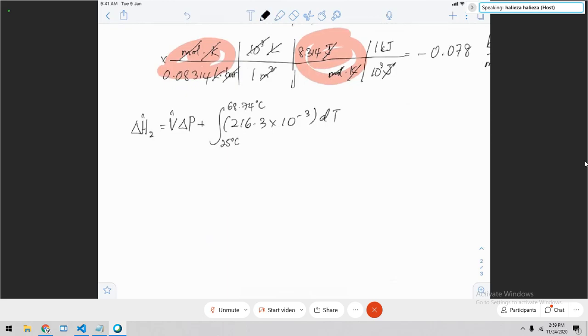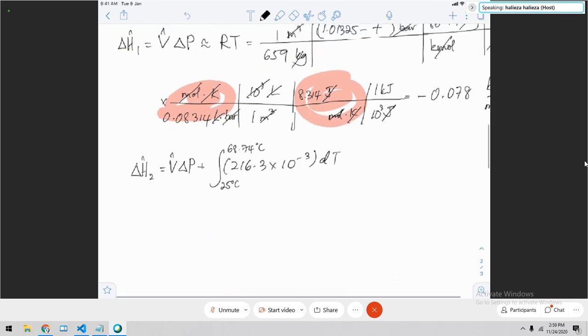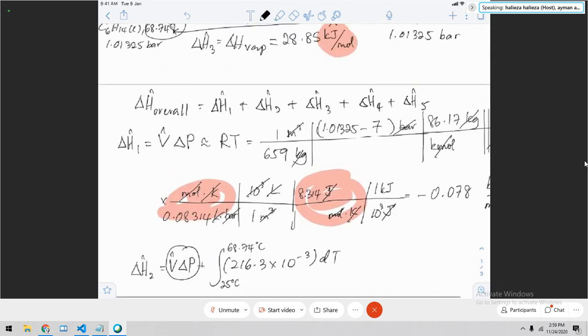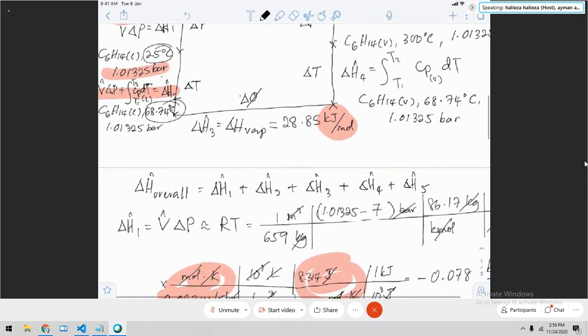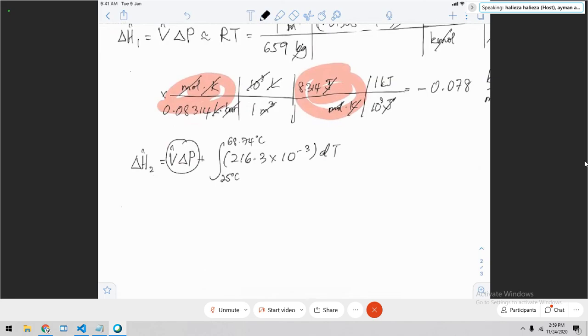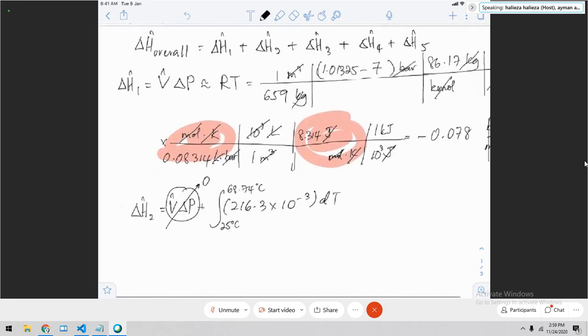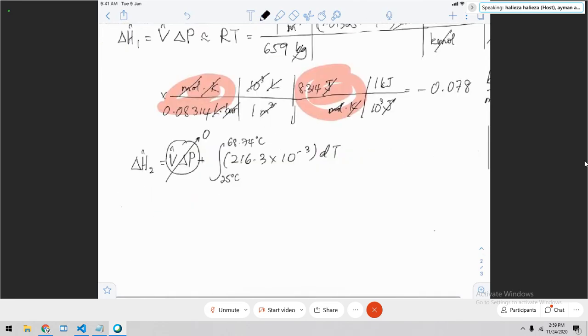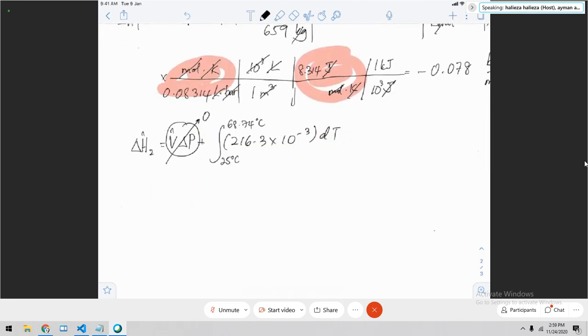Now for the first term, what is that value? You're having a change of temperature only. You are having it at the same pressure. So what is going to happen to that first term? It's going to be 0, because there's no pressure change. You are at the same pressure. So now do the integration.